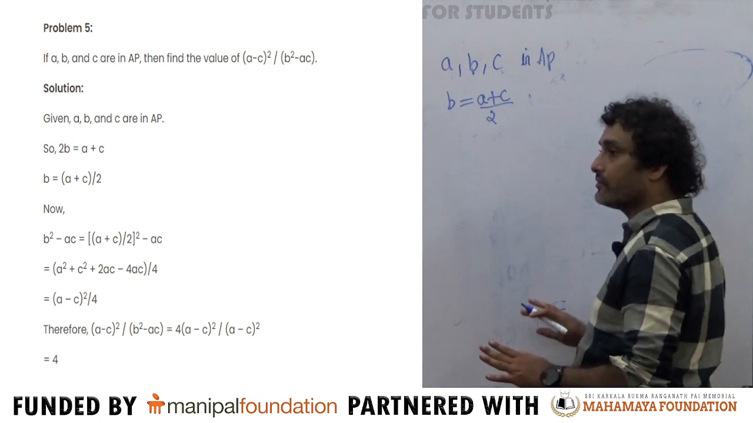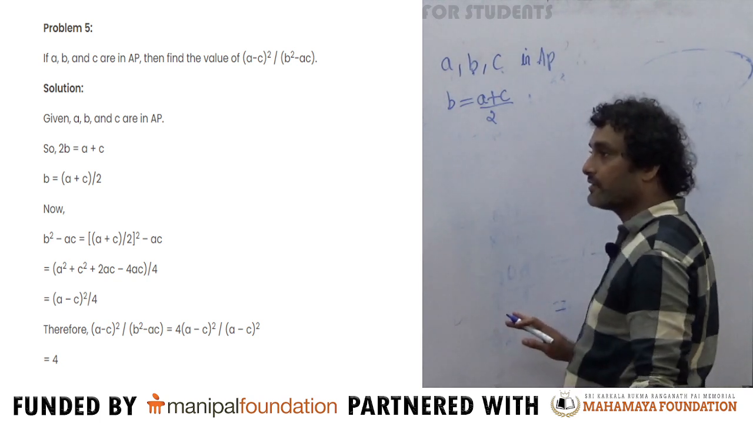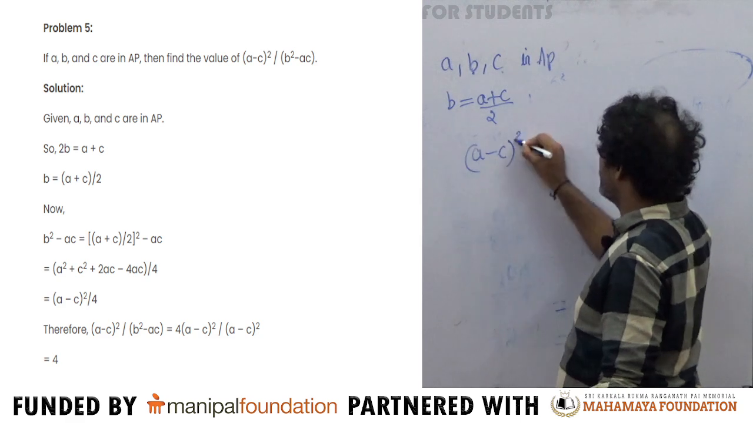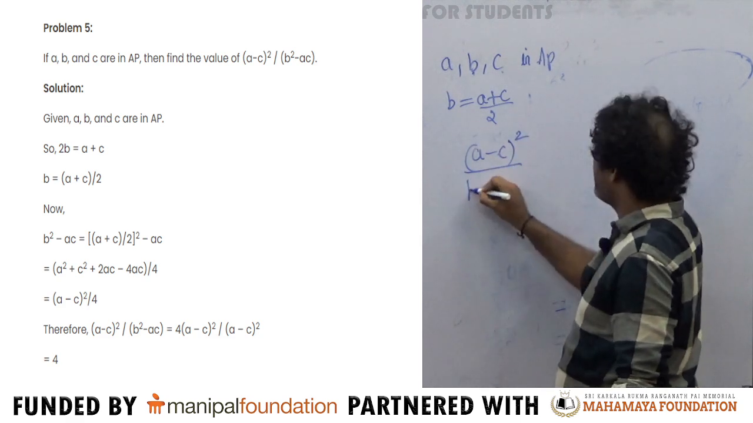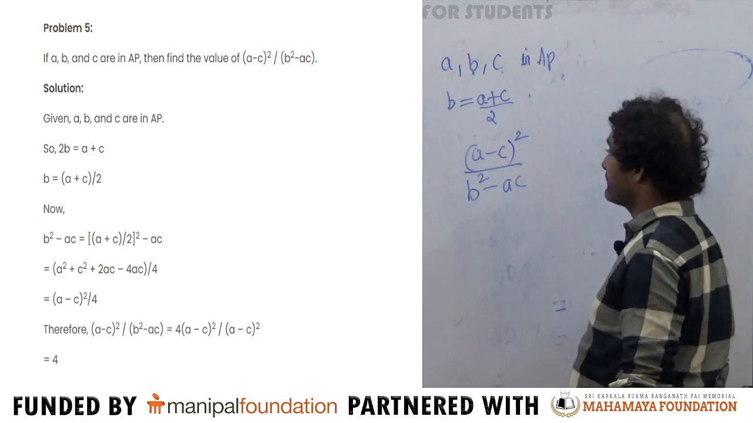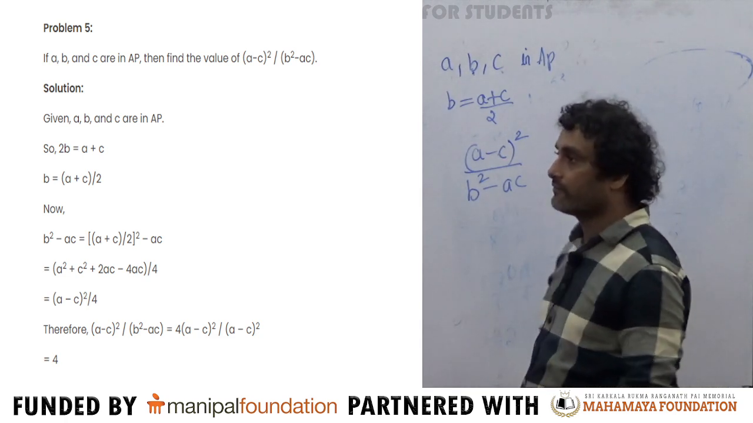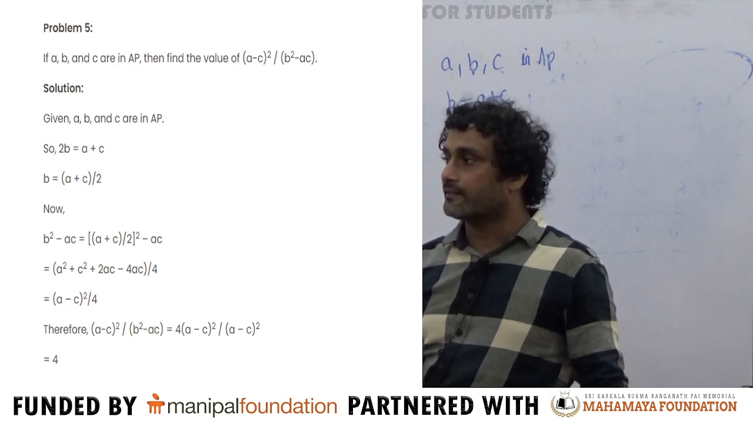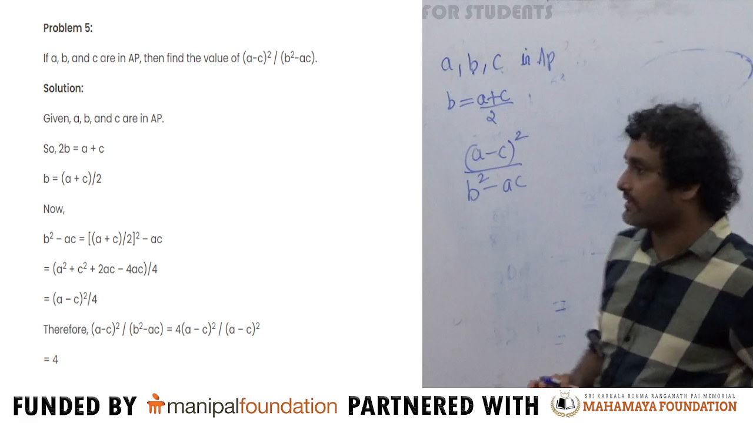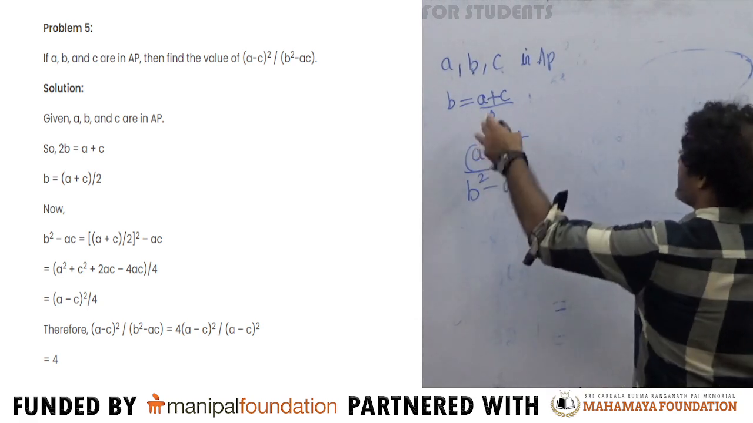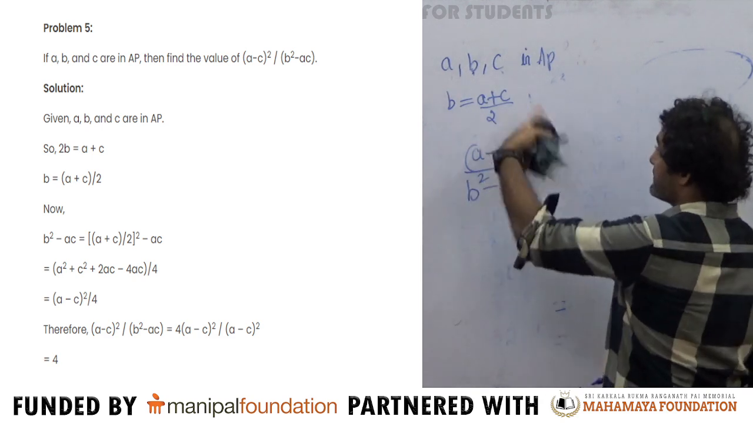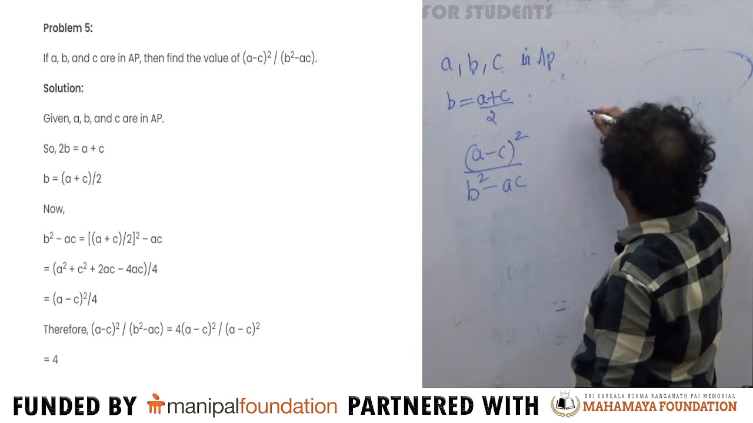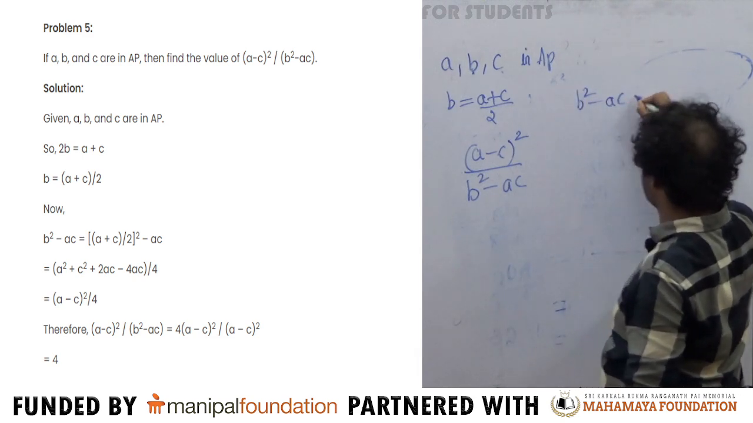Look at the question there. It's (A minus C) the whole square divided by B square minus AC is equal to what? Find the value of that, right? So what can be done there? We'll only work with the denominator, because I don't know anything about the relation between A and C. So we'll try only the denominator, okay? We'll do B square minus AC.